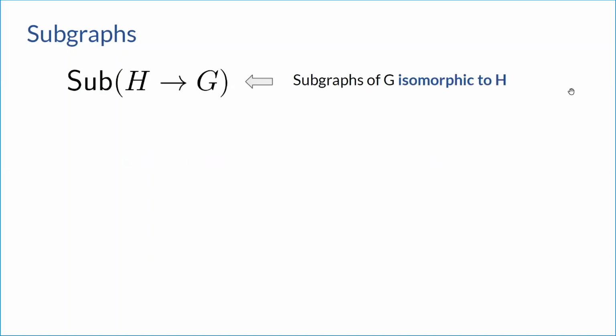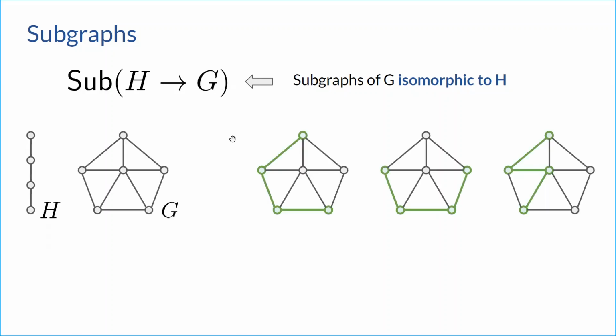For subgraphs, I will write in this talk sub from H to G for the set of all subgraphs of G that are isomorphic to H. I will most of the time call H the pattern, which we assume to be small, and G the host graph, which we assume to be much larger. For example, if this is G and this is H, then those three subgraphs would be contained in this set.